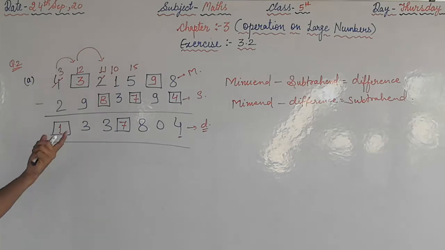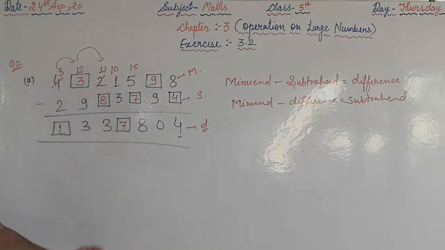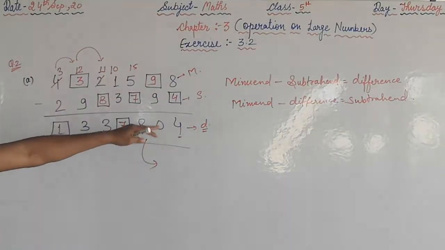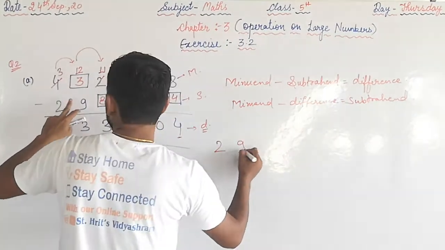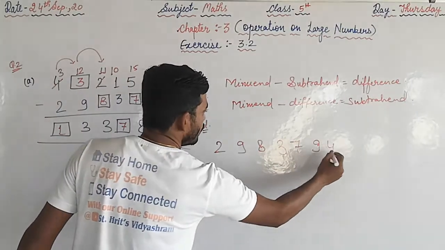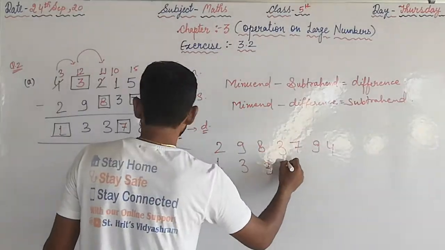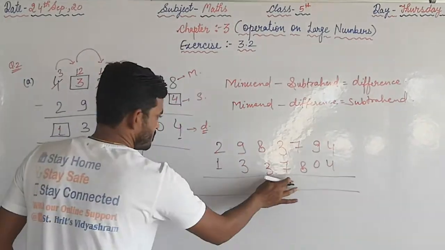Now if you want to check whether this subtraction is right or wrong, you have to add the subtrahend plus the difference. So see here, 2 9 8 3 7 9 4 1 3 3 7 8 0 4. Add these.